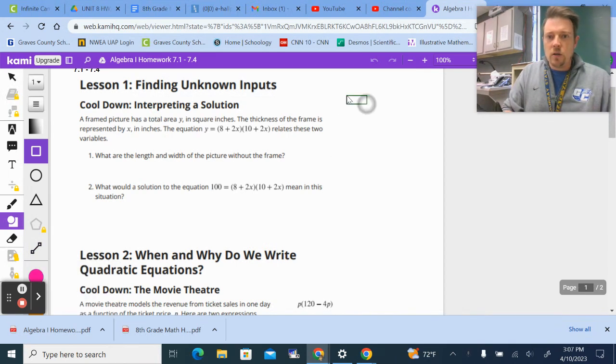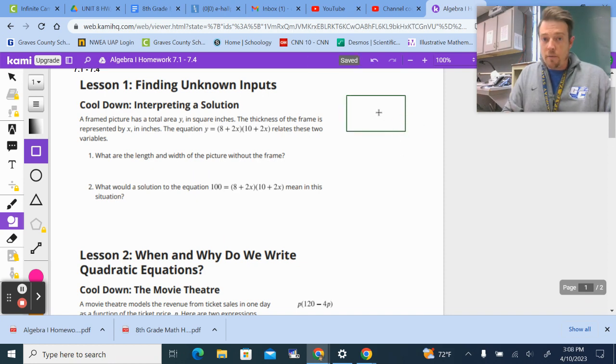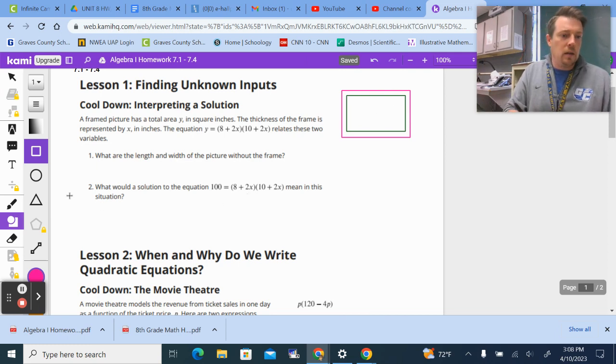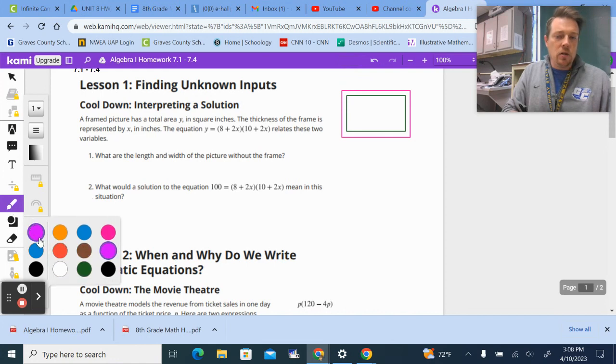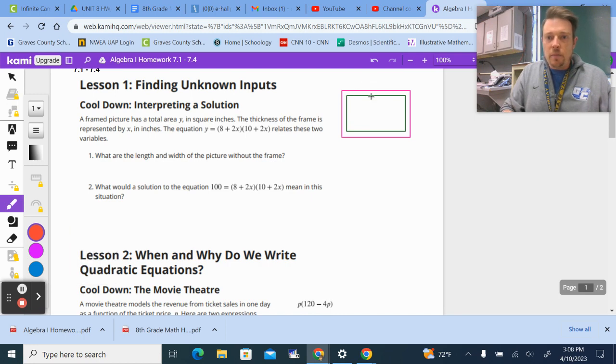I hope so anyway. All right, so let's say that this green box here is the photograph that you're framing, okay? And I'm going to put a pink rectangle around it to create a border of the frame. There we go. So there's my picture with the picture frame border around it in pink. And in this situation, we are told the length and the width of the picture, so we would know the green parts. But what we didn't know in the situation was how thick the frame was.